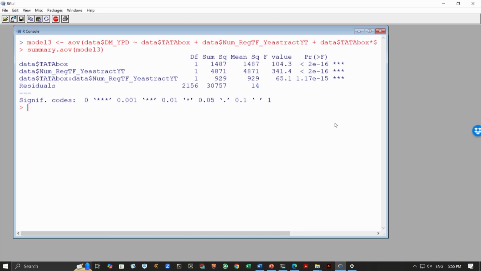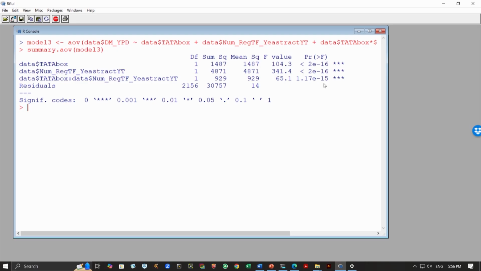Now we have 3 rows here, you can see these 3 results. The first 2 are for these individual factors and the third one is for the interaction between these 2 factors. So it means this interaction is also important. When you have DataBox and the number of regulatory TFs varying, that combination is also important. So we sometimes look for these combinations. Let us see, maybe we want to explore this a little bit.